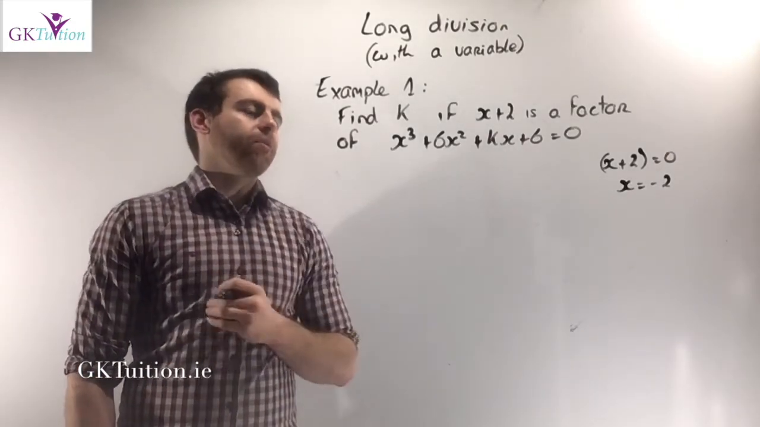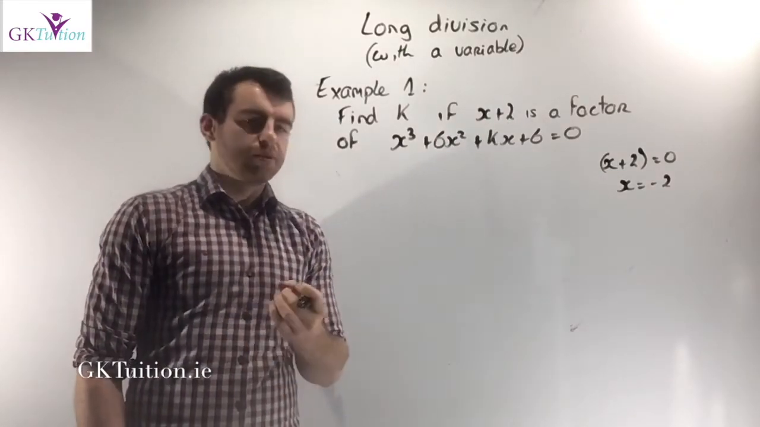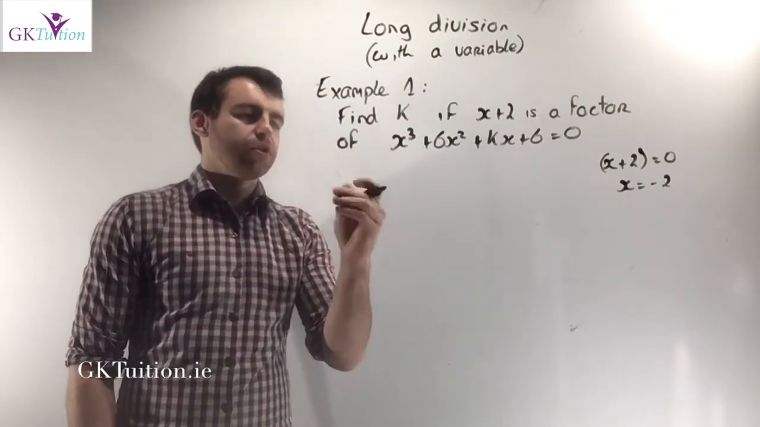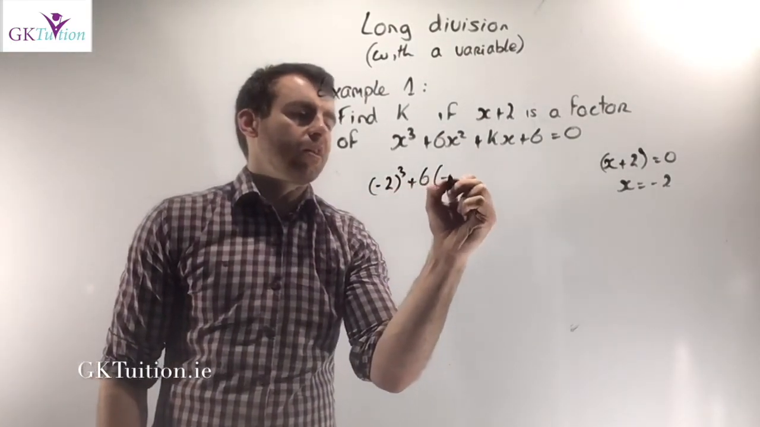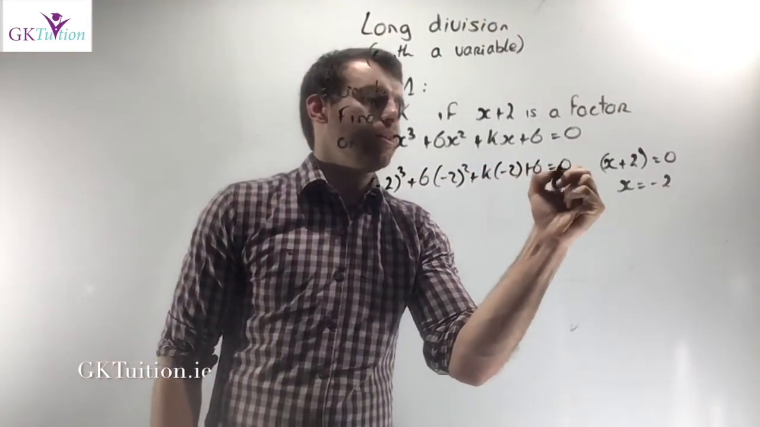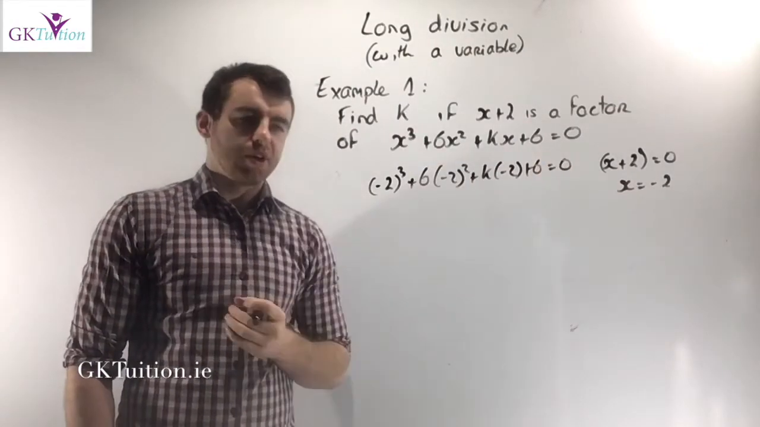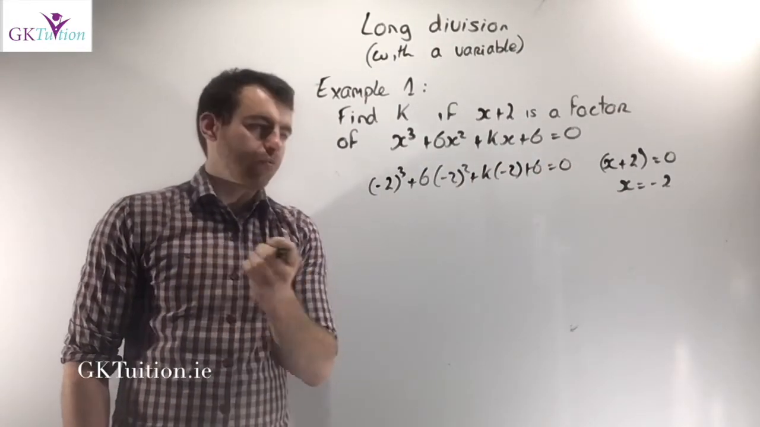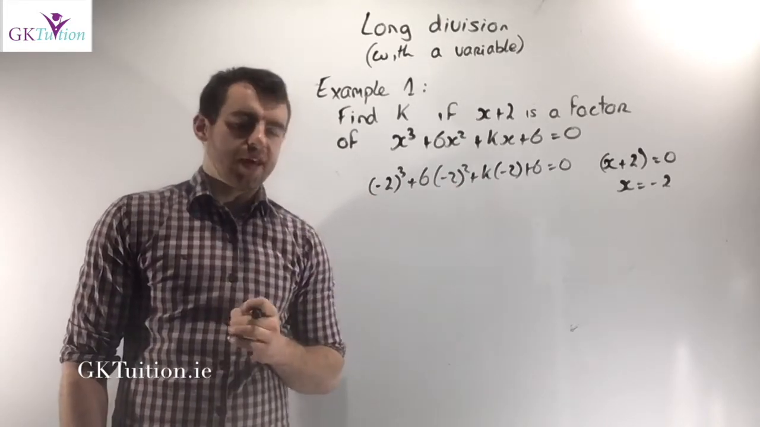If I need to find the value of k, and I know that x plus 2 is a factor, I can convert x plus 2 into its corresponding root, and I can now just sub it in. So I can say that minus 2 cubed plus 6 times minus 2 squared plus k times minus 2 plus 6 equals 0. And I know that this is true because I know that x equals minus 2 is in fact a root. Now I've got one equation and one unknown, so I can find the value of k.